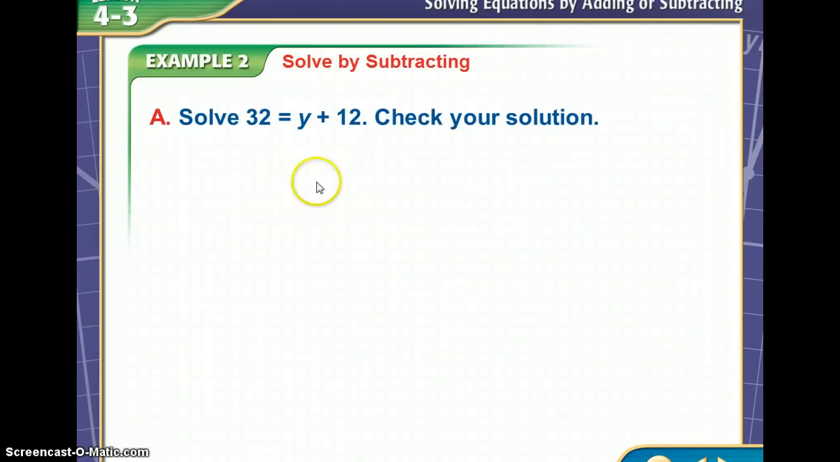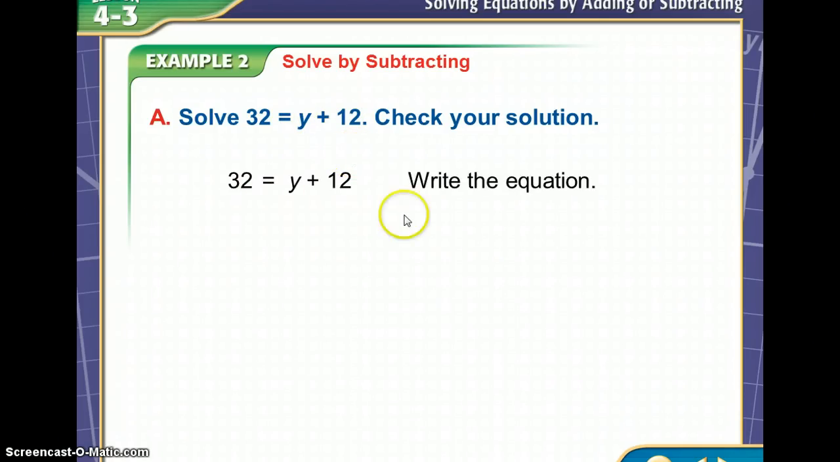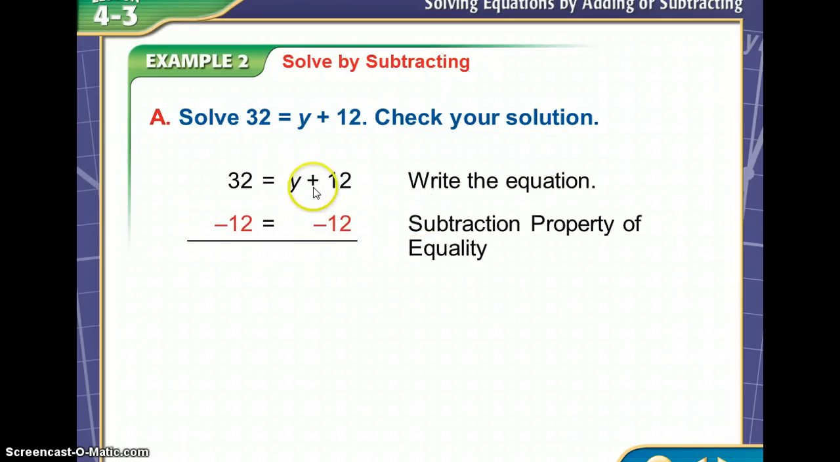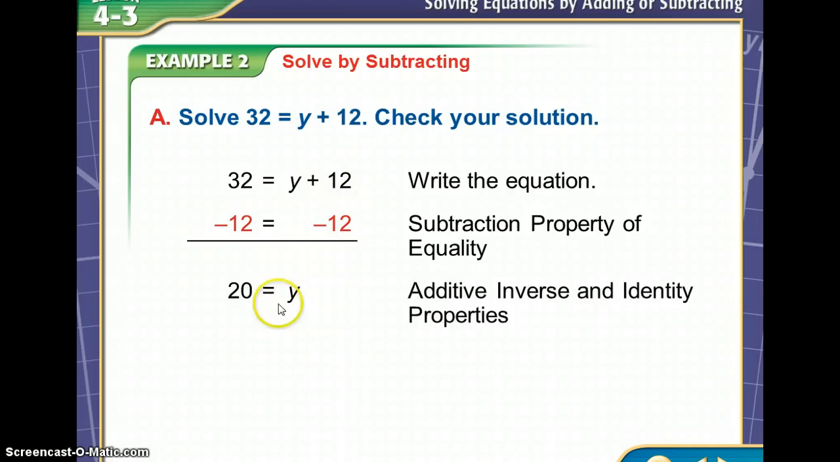Okay, and here we go with our first problem. We have 32 equals y plus 12. Start by writing the original problem down. Since we were adding 12 initially, the inverse operation, of course, is subtraction. So instead of adding 12, we will subtract 12 from both sides. Positive 12 minus 12, those will zero out, leaving you with just y equals 32 minus 12, which is 20.